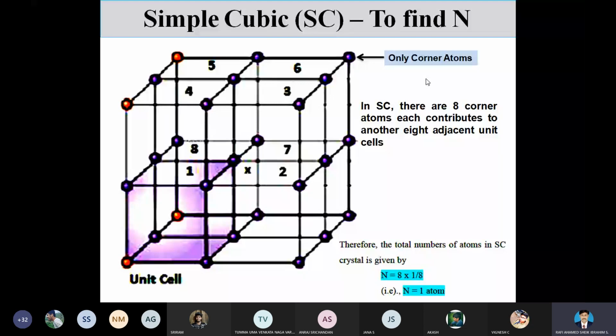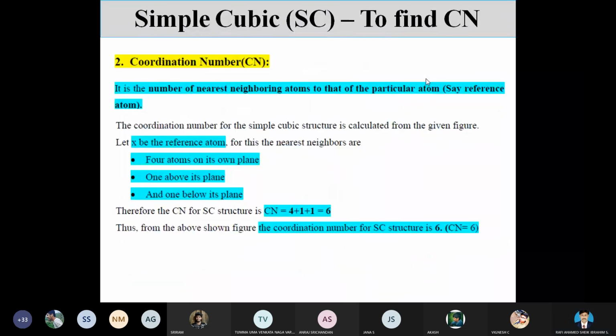So here that particular corner atom contributes to the 8 adjacent unit cells. That's why we are writing 1 by 8. So 8 into 1 by 8 is equal to 1.